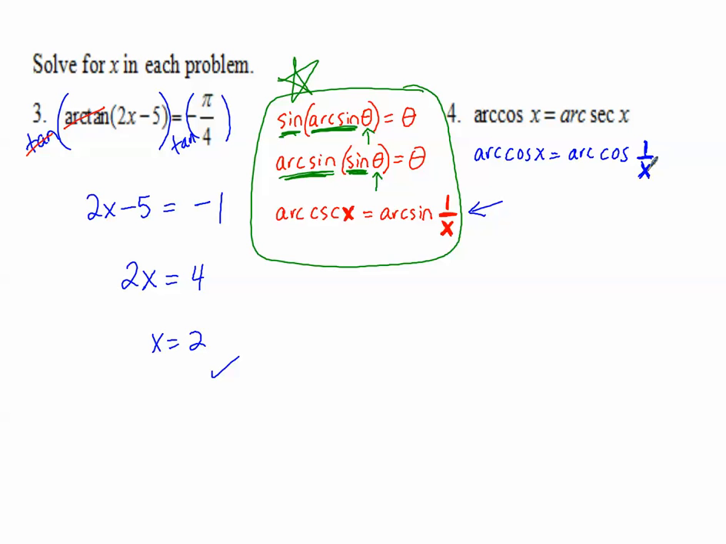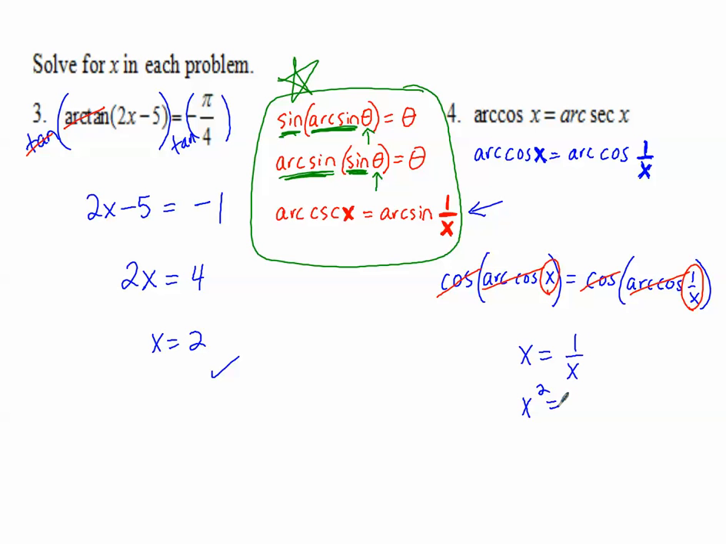Now that I have the same function on both sides, when I take the cosine of it, so now I'm going to say the cosine of the arc cosine of x, I can also do that on the right side. And now I have my inverse functions, and I'm left with just x equaling 1 over x. And now it's a more simple equation to solve. Cross multiply, say x squared equals 1, therefore x equals 1 or negative 1.